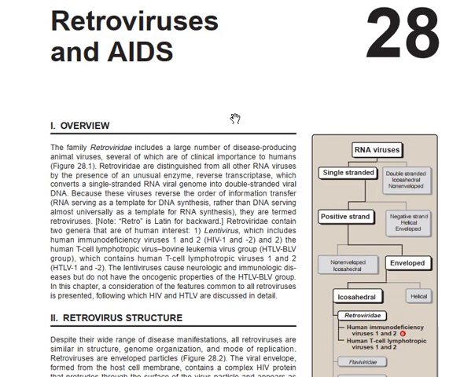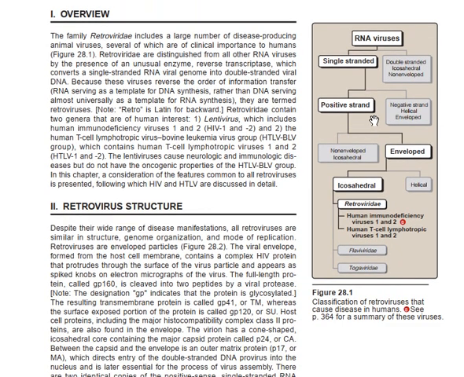So here we are going to start with the retroviruses and AIDS tutorial. You are going to start with the classification of retroviruses. An example is the HIV virus. So we have RNA viruses. Under RNA virus, we have single-stranded. Under single-stranded, we have positive and negative. Under positive, we have enveloped and non-enveloped. The retroviruses are enveloped. Under envelope, we have icosahedral and helical symmetry.